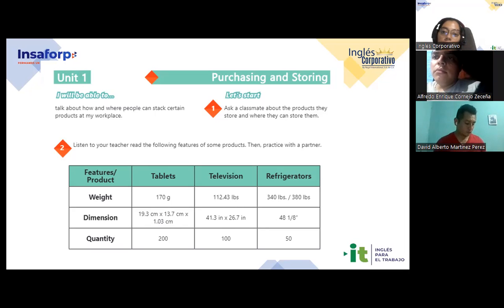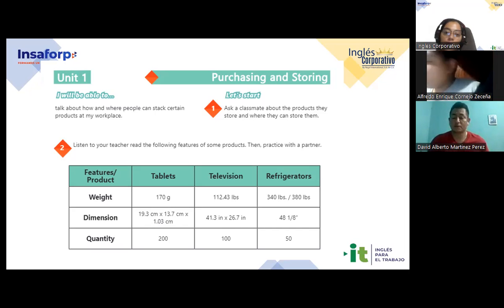For example, weight: 107 grams. Televisions, 112.43 pounds. The refrigerator, 340 pounds or 380 pounds. Luego tenemos the dimension. ¿Qué es la dimension? Es la dimensión. Aquí tenemos three types of product. Tenemos tres tipos de productos: tablet, television, and refrigerator.